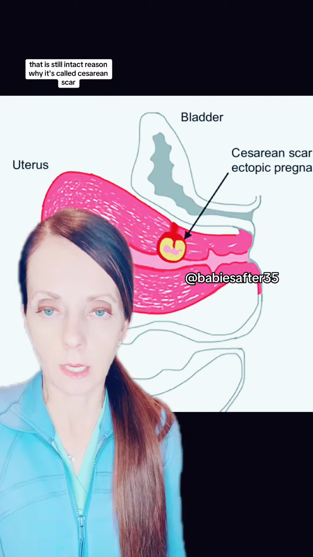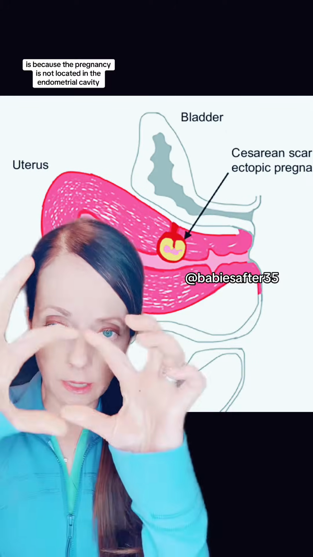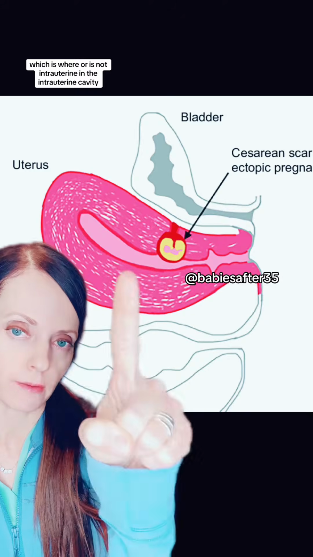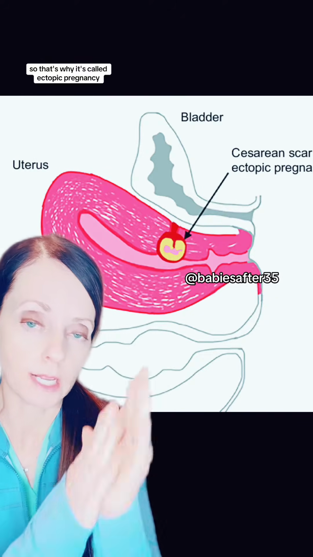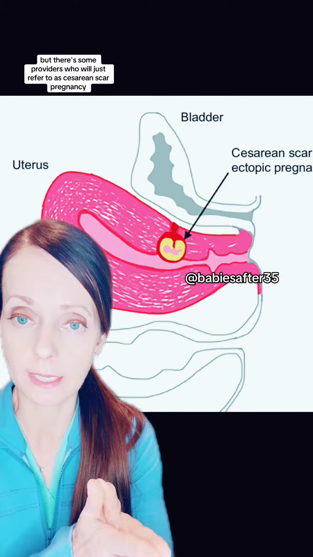The reason why it's called a cesarean scar ectopic pregnancy is because the pregnancy is not located in the endometrial cavity, which is where an intrauterine pregnancy would be located. So that's why it's called ectopic pregnancy. But there are some providers who will just refer to it as cesarean scar pregnancy.